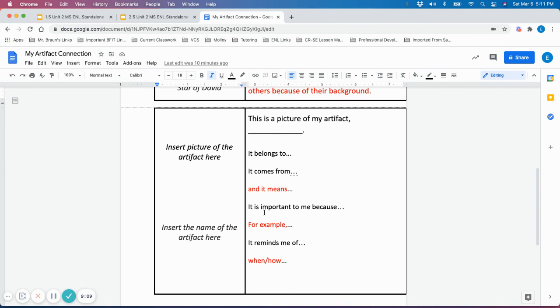I think this is an excellent way for students to share more about their culture and for students and teachers to learn from each other. I think this is a really interesting project that students will enjoy.